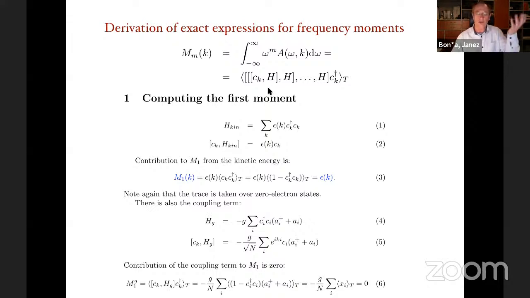So this is computing at finite temperature, of course. And so the first moment, it turns out, is just the epsilon of K. So this is kinetic energy. Well, this is really just epsilon of K. This is not temperature dependent at all, so the temperature dependence falls out for the first moment.